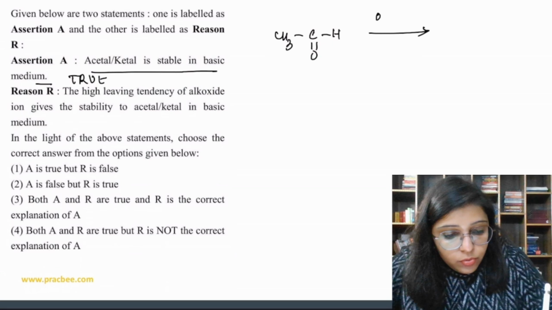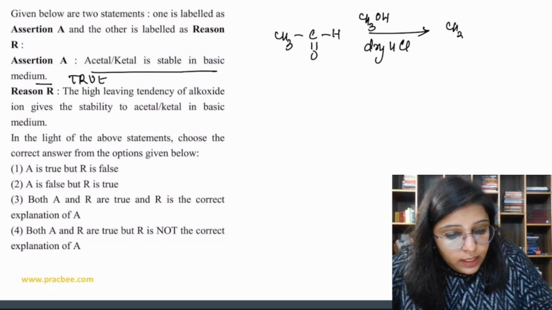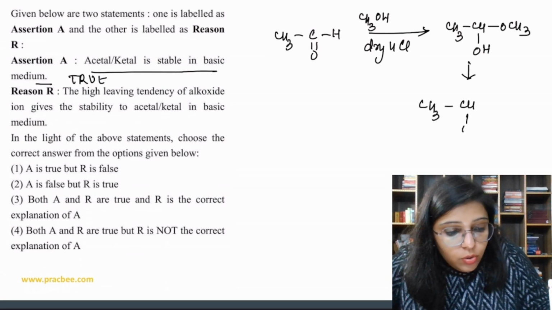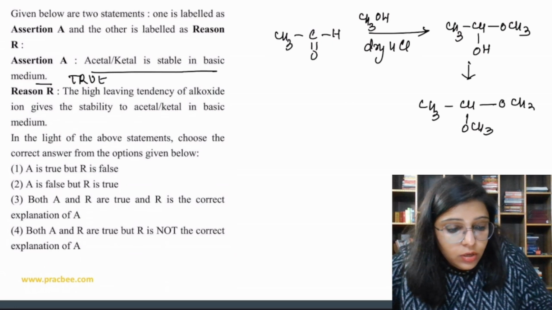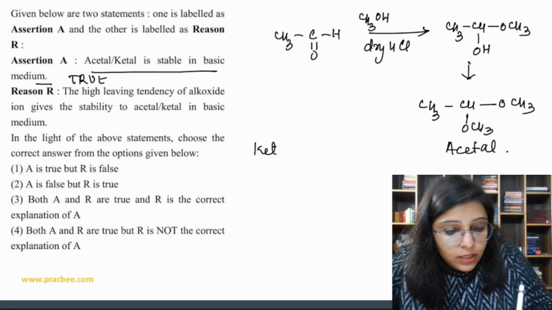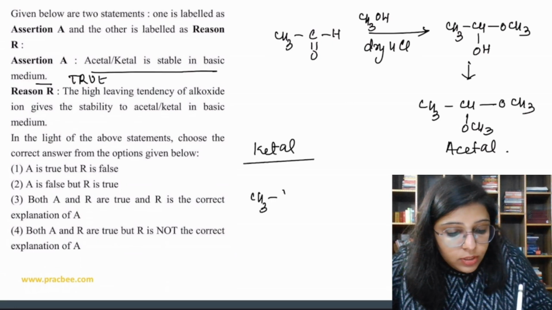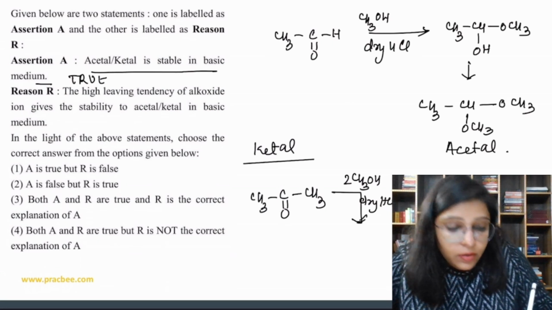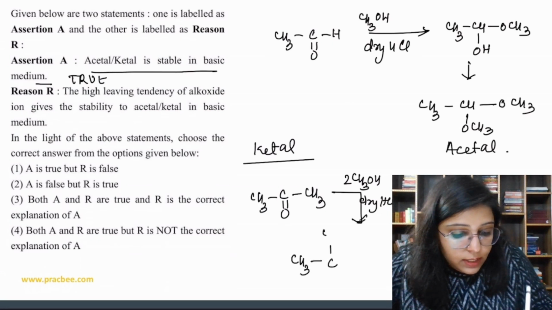So what we are going to do? CH3OH in the presence of dry HCl. So first we write CH3, CHOH and OCH3, that is hemiacetal, and then we form CH3, CHOCH3 and OCH3. So this is acetal. ठीक है. अब now if we have ketal, तो ketal is formed from ketone. तो CH3, C double bond O, CH3. So on reaction with 2 CH3OH and dry HCl, we get CH3, CH3, OCH3 and OCH3.